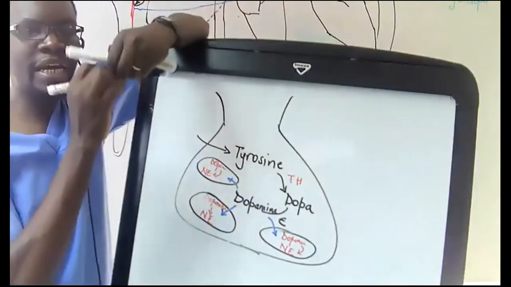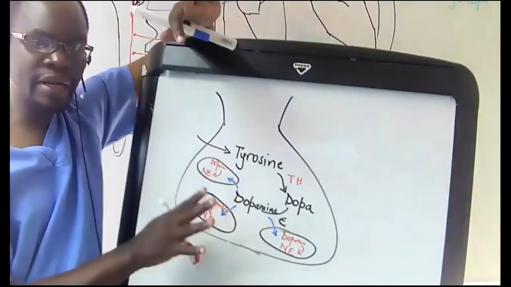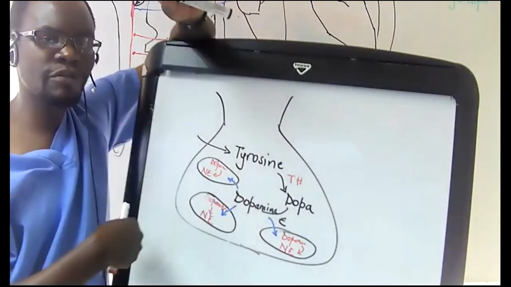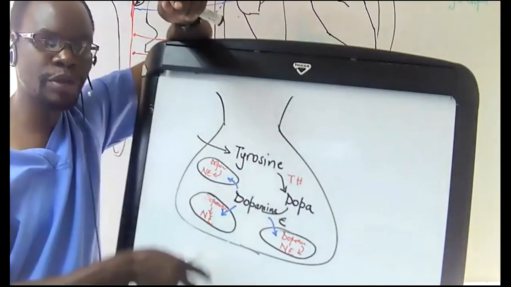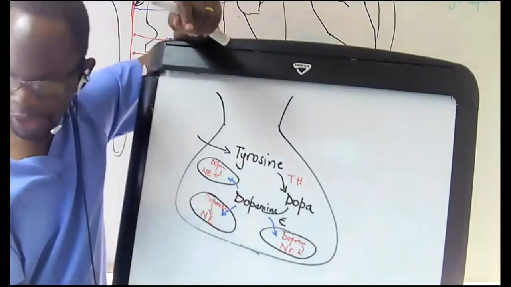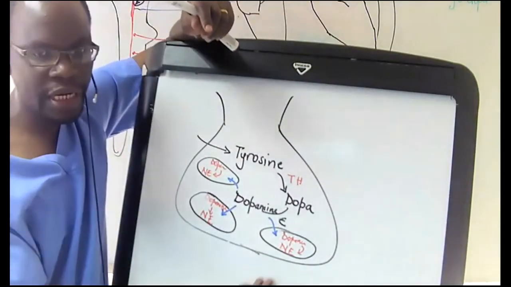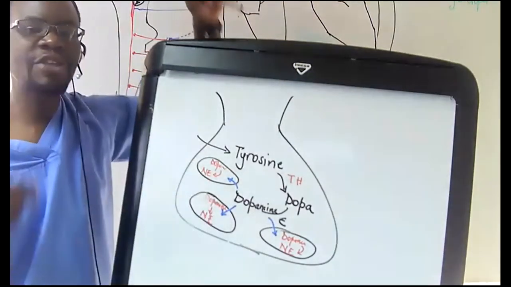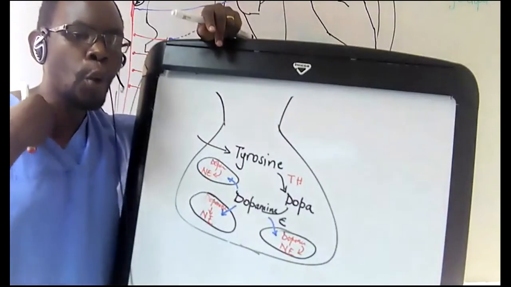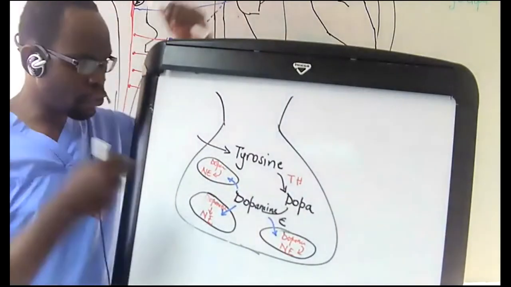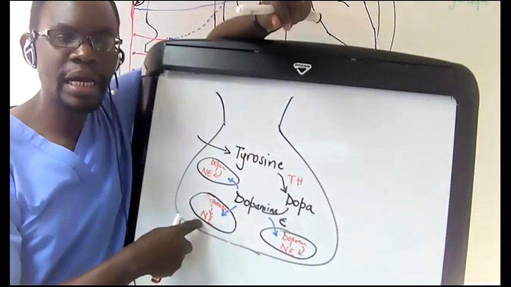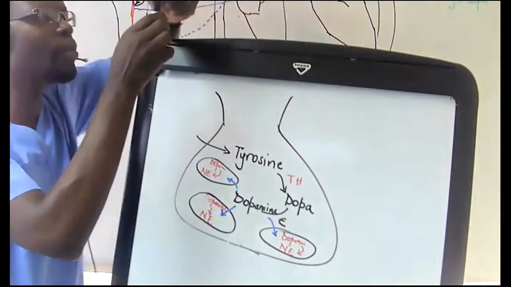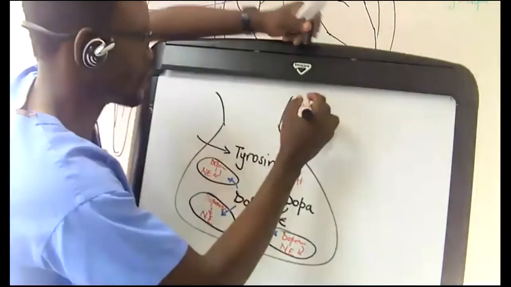So basically, when it is converted into norepinephrine, the norepinephrine is ready, in case of any action potential, to be released down here. That is the natural, the golden rule mechanism of how norepinephrine is manufactured. Now, how does alpha-methyl-DOPA work in this particular context?